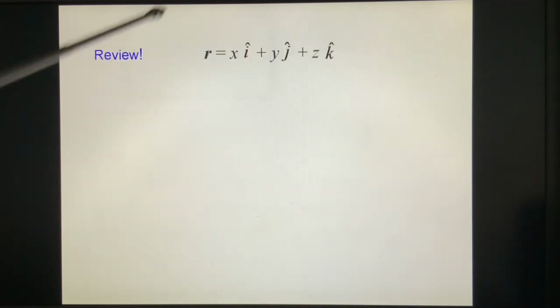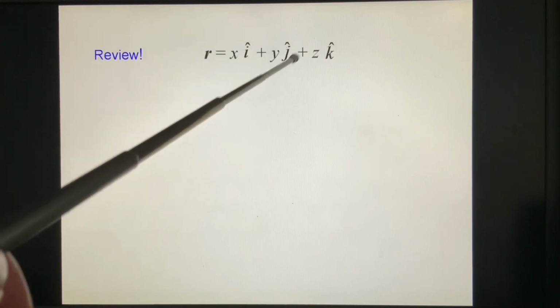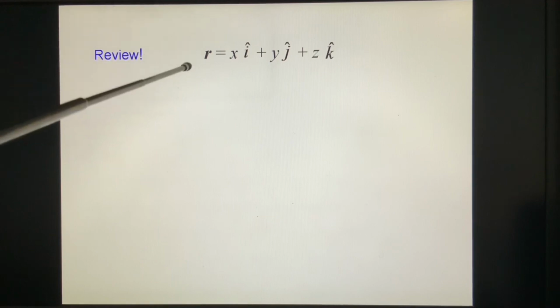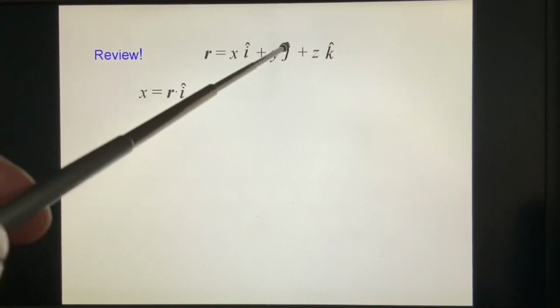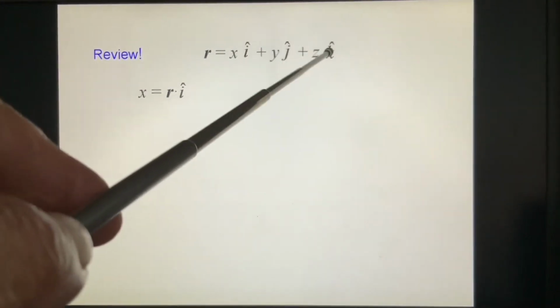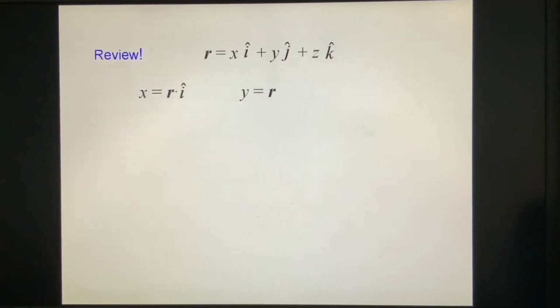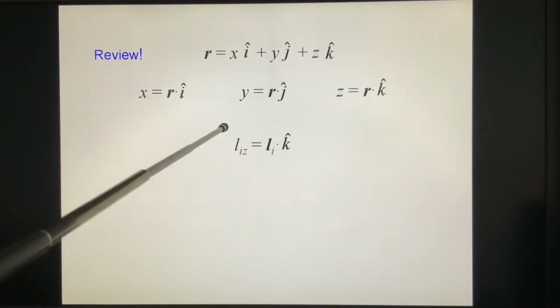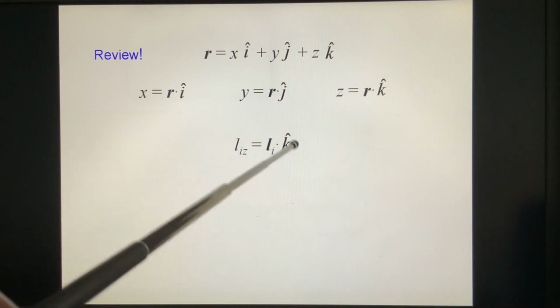Before we go on, we have some review. We have a position vector R equal to xi plus yj plus zk. If we dot R with i, and we find i dot i equal to 1, i dot j equal to 0, i dot k equal to 0, so R dot i equal to x. For the same reason, y equals R dot j, z equals R dot k. Following that, if we have a vector A and we want to find the z component, we just dot with k.